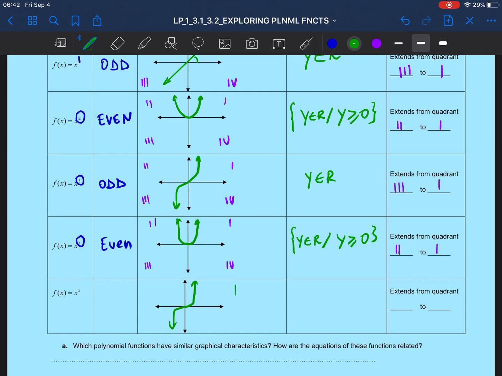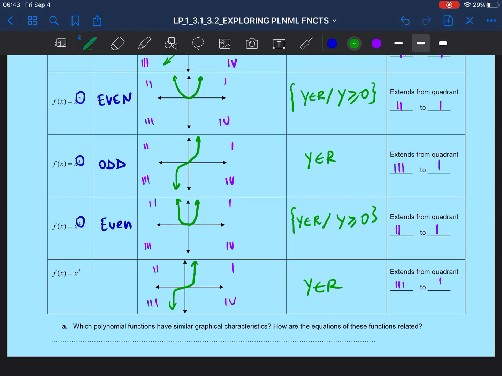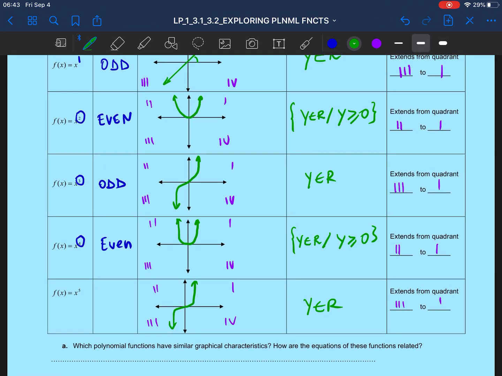Okay, and the extension will go from quadrant 3 to quadrant 1. The values of y, any real number. Now, remember that, as we mentioned, polynomial functions with similar graphical characteristics will be grouped based on their degree. So even degree functions behave similarly and odd degree functions behave similarly.